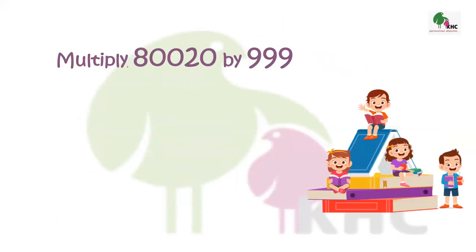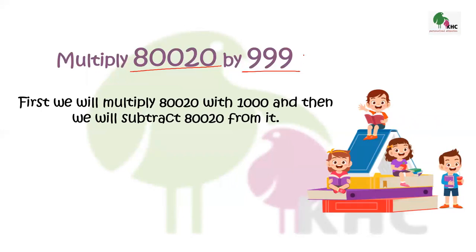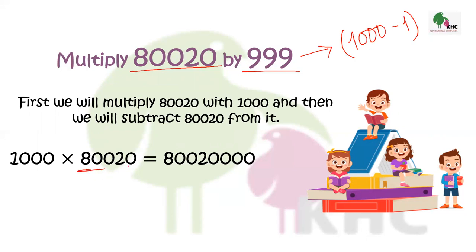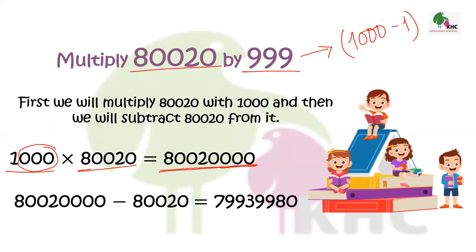Another example, you are supposed to multiply 80,020 by 999. So here you see that the number of digits is lesser in case of 999. So we are going to express this 999 as 1000 minus 1. Okay, that means the number will be first multiplied with 1000. So 80,020 multiplied with 1000, you just have to insert these 3 extra zeros in the product, right? After that, you subtract 80,020 from this particular number that you just got. So once you subtract it, you get your required answer.